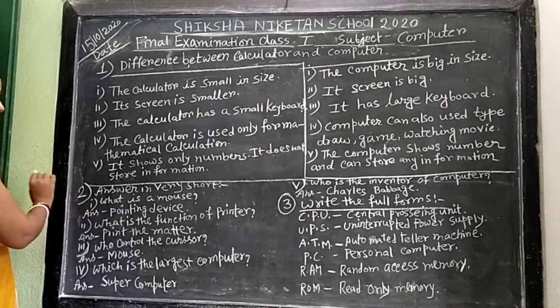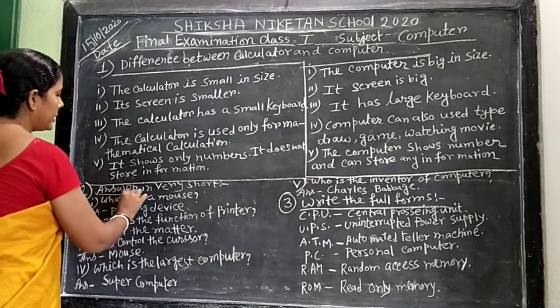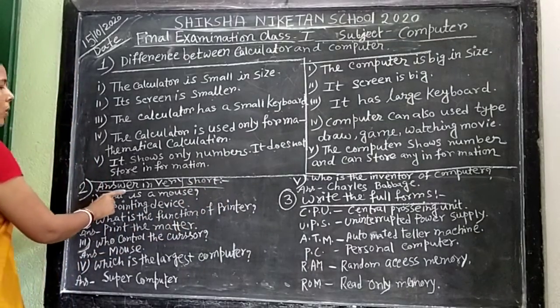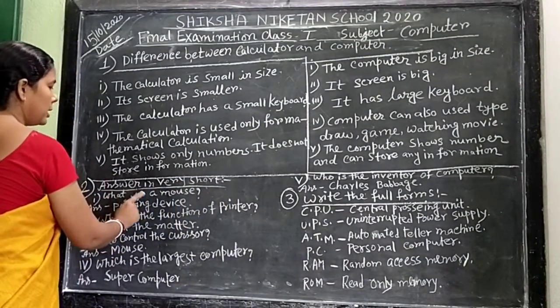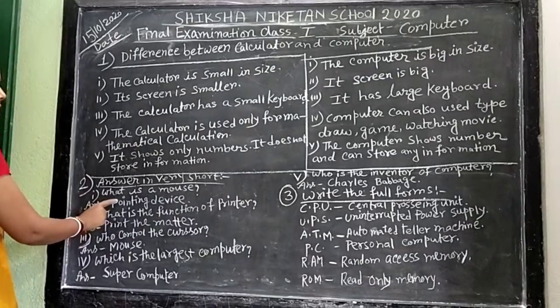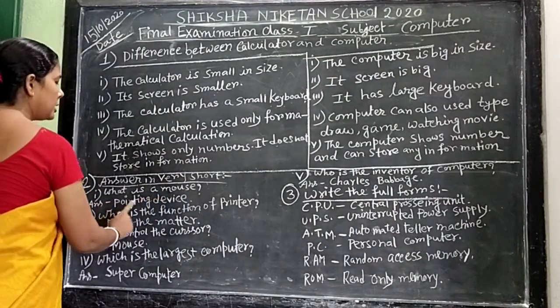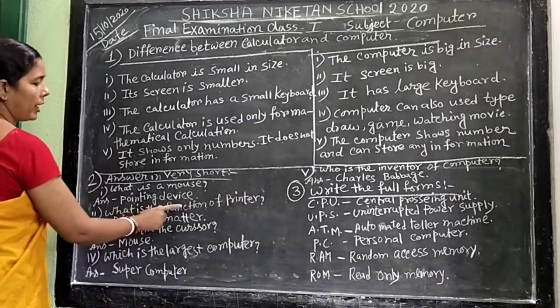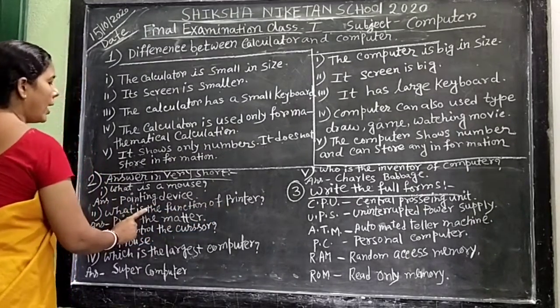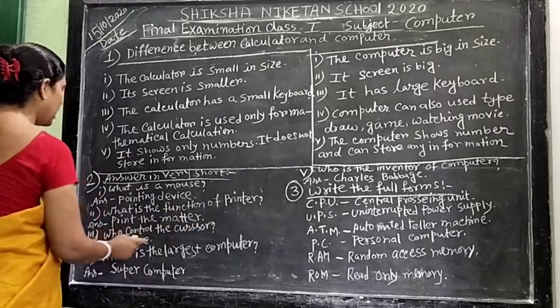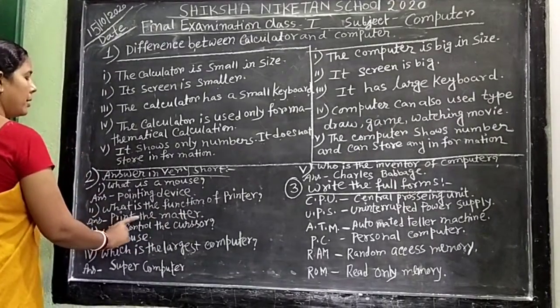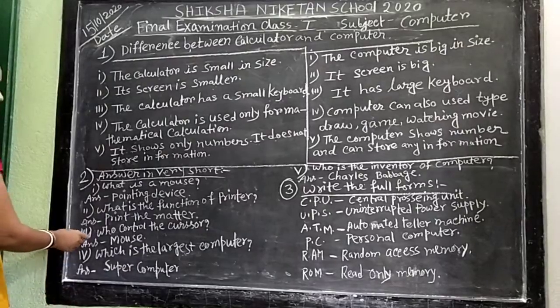Matter number 2. Answer in very short. Number 1. What is a mouse? Answer: pointing device. Number 2. What is the function of a printer? Print the matter.